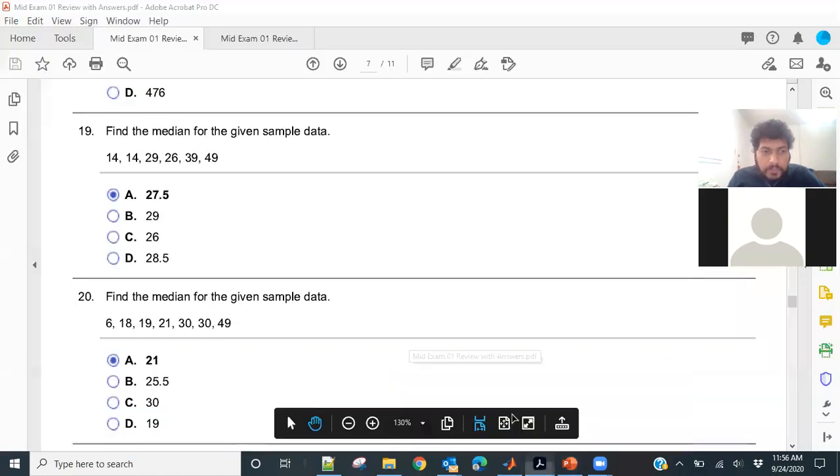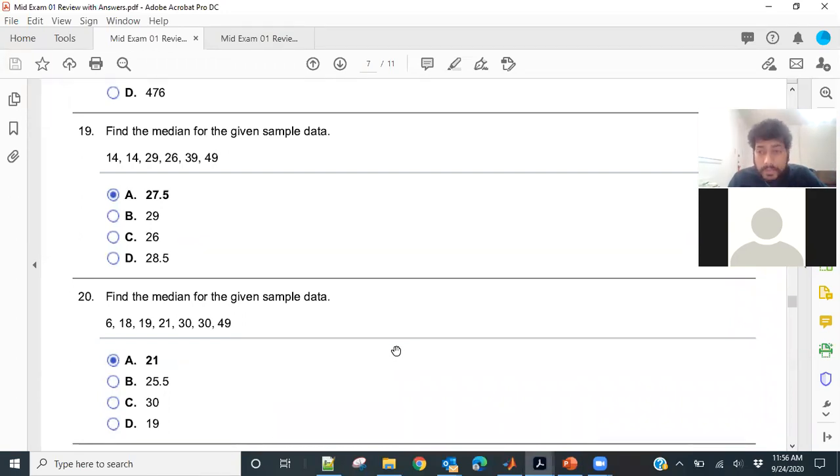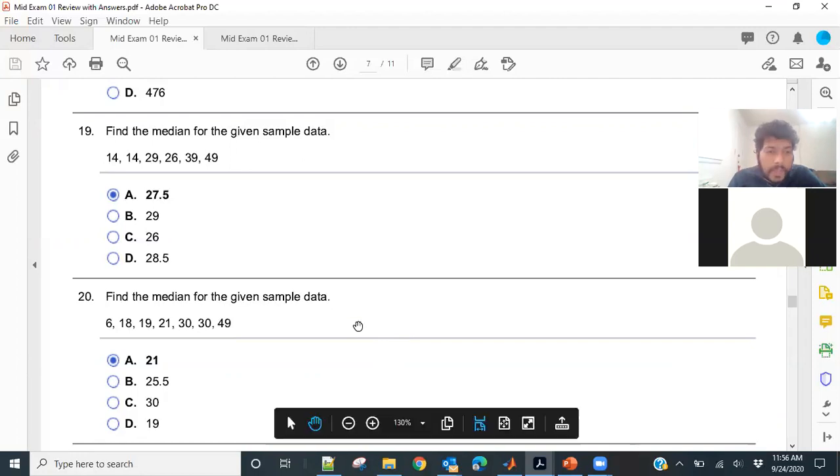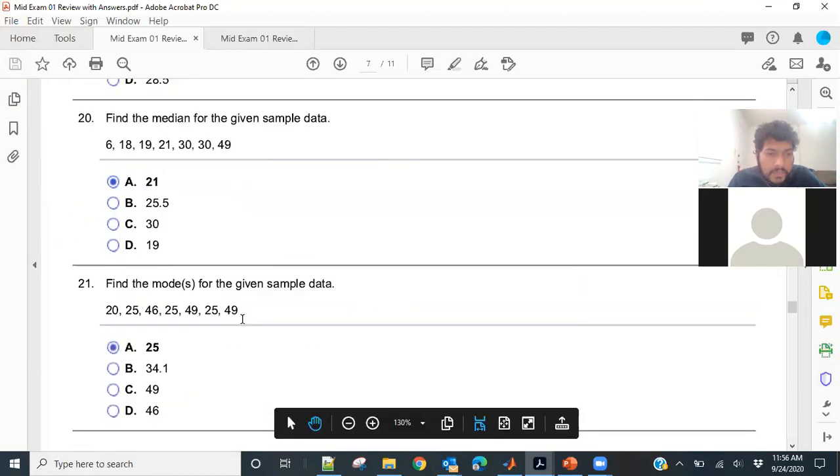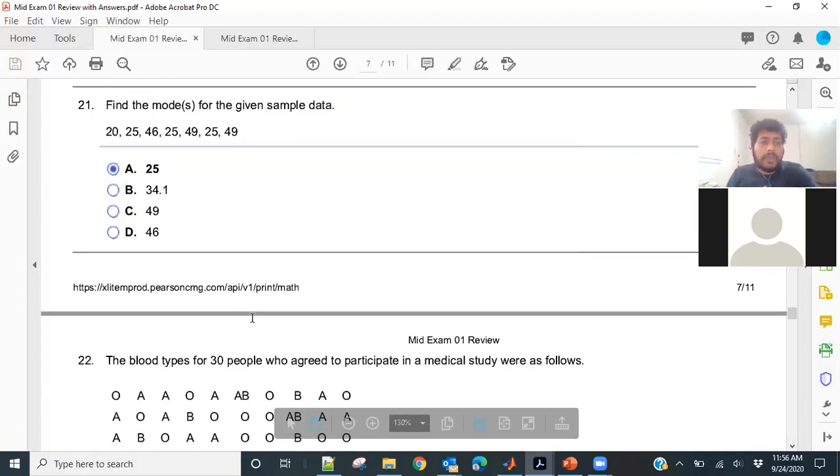Okay, number 19, find the median. First check how many observations there are. Okay, 20, 20, 21, 21. Based on these, find the mode.